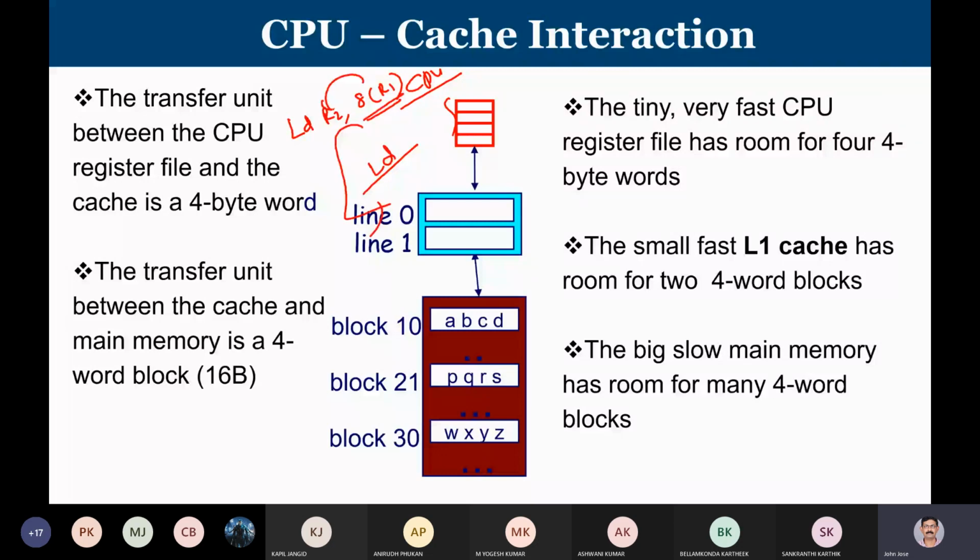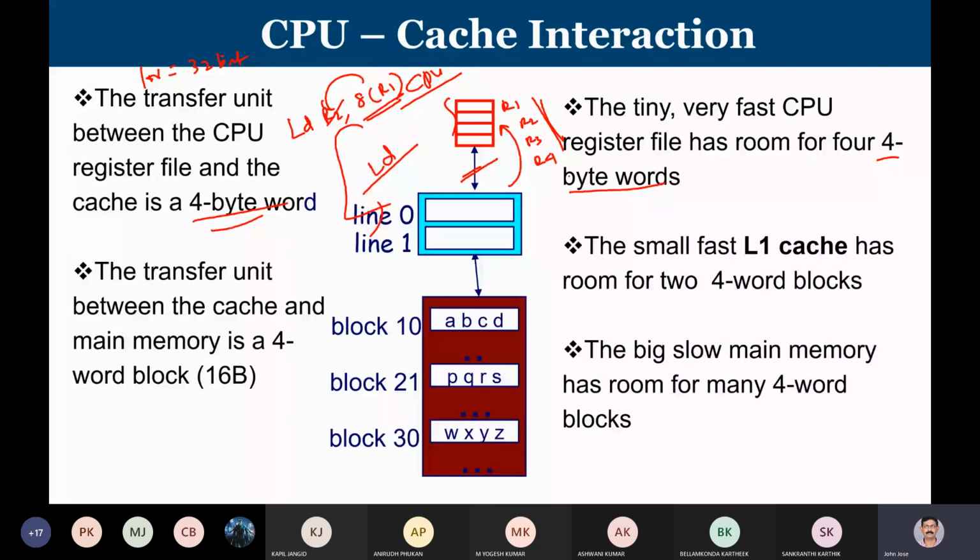So for the time being, let us imagine it's a 4-byte word. So one word equals 32 bits. That is just an assumption. It varies from processor to processor. So the transfer unit between the CPU and the registers will always be one word. That is the capacity of the bus that connects. So the tiny, very fast CPU register has room for 4-byte words. For example, assume you have 4 registers, R2, R3, R4, and R1. Each of them can accommodate 32 bits.